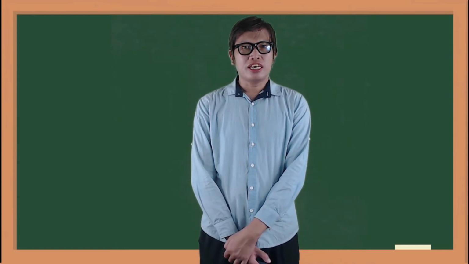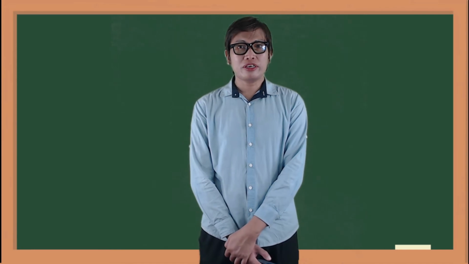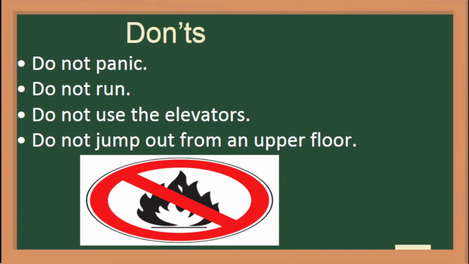Next, let us now go on to the don'ts. These are the things that we shouldn't do if a fire is already breaking out. Number 1, do not panic, for us to maintain a presence of mind and also be alerted on the steps that we are going to undertake next. Number 2, do not run. Number 3, do not use the elevators in order for you to avoid being trapped there. And number 4, do not jump out from an upper floor.